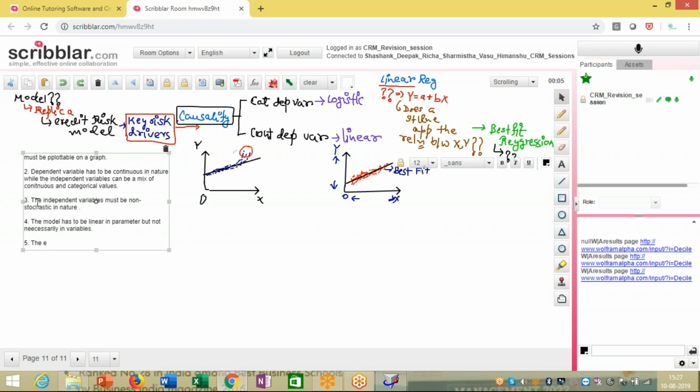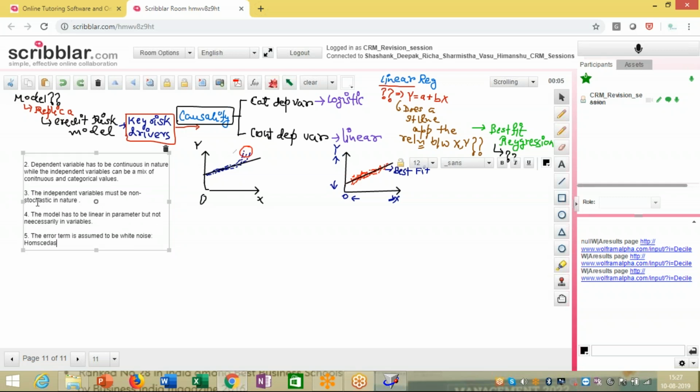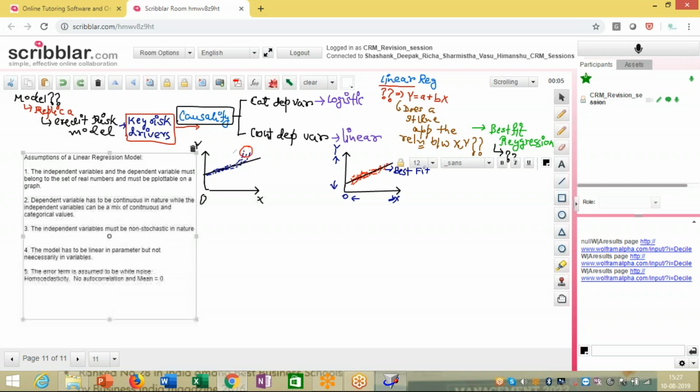Number 5, the error term is assumed to be white noise. Now, which implies homoscedasticity, no autocorrelation, and a mean which is equal to 0. So these are the most important assumptions.